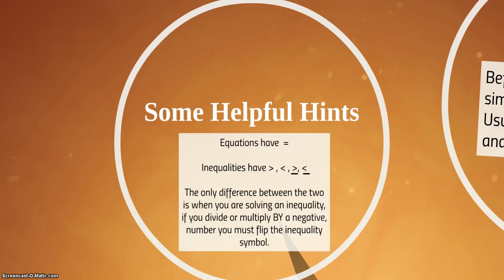Here are some helpful hints before you start. Equations have equal signs, where inequalities have greater than, less than, greater than or equal to, and less than or equal to signs. The only difference between the two is that when you are solving an inequality, if you divide or multiply by a negative number, you must flip the inequality symbol.